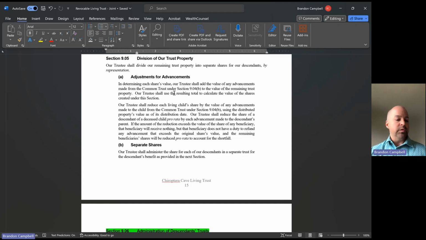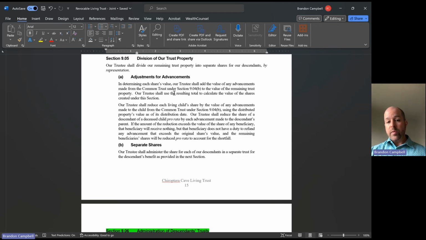So if I leave something to a child and that child is growing up and eventually they have kids of their own and my child passes away, whatever might be left in this trust for them is actually going to drop down then to my grandchildren, and they'll get an equal amount of whatever their parent left behind.